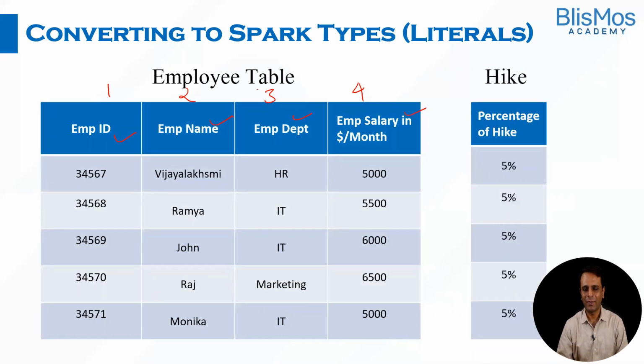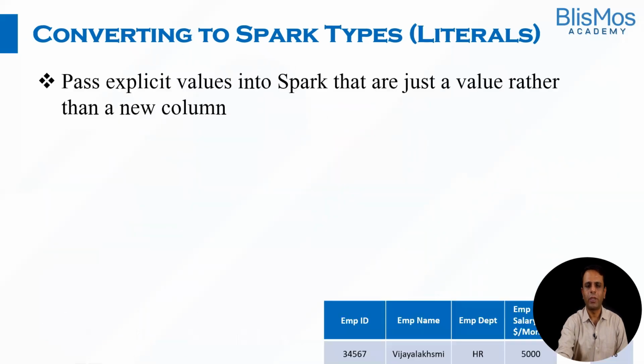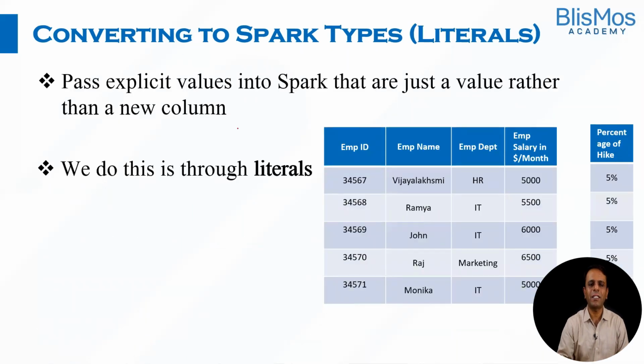Is that enough for you? I know that you would like to have more hike, but considering for this particular problem, all the employees in a company want to have a 5% hike. In this case, what do we need to do? In this case, we need to pass explicit values into Spark data frame, right?